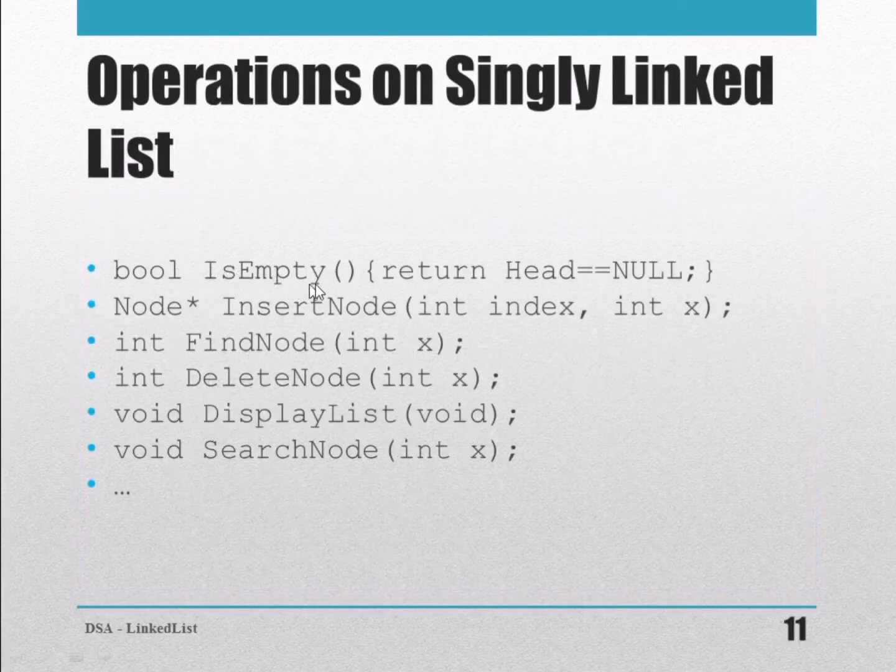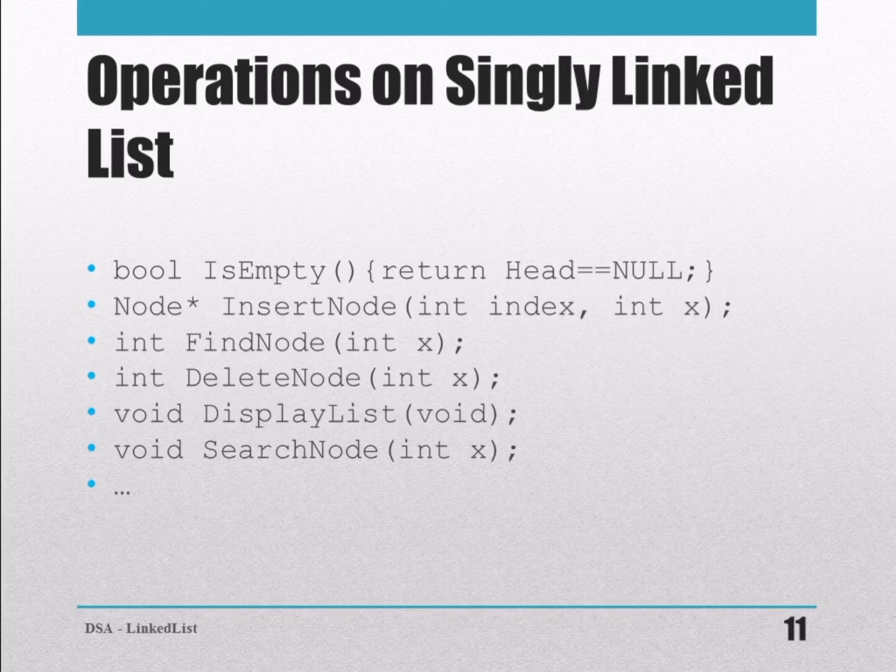The list functions that I have included here include isEmpty, which shows whether a linked list is empty or not. To insert a node at a particular index, we use the function insert node. To find, we use find. To delete a node, delete node. Display prints the list, and search node searches for any particular node in a list. And you can add any number of functions here that perform functionalities as per your need.